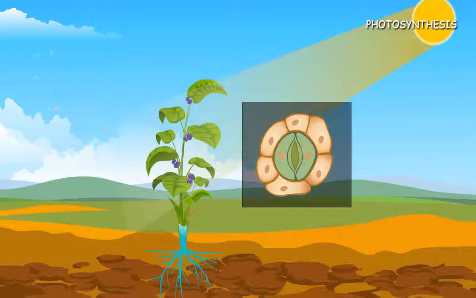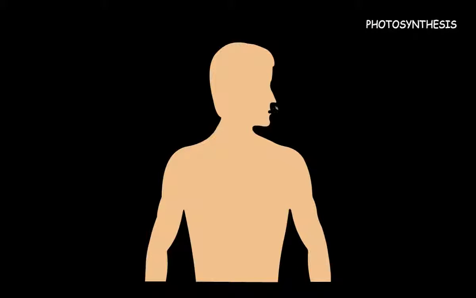Oxygen is given out into the air through the stomata in the process of photosynthesis. The oxygen that is released is used by human beings to breathe during their respiration process.